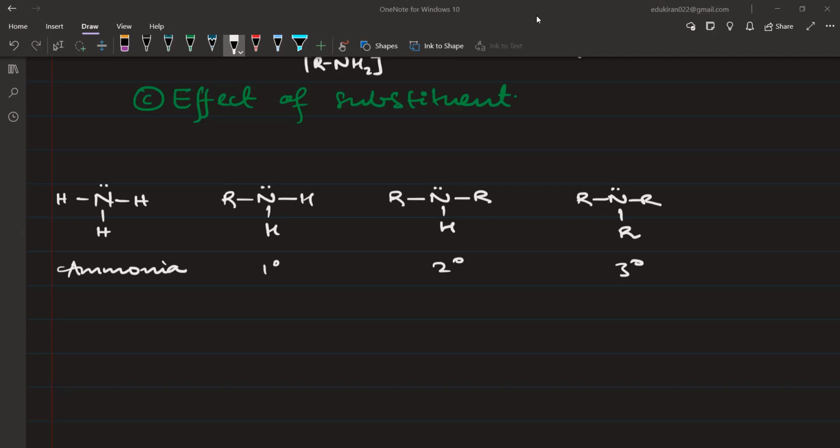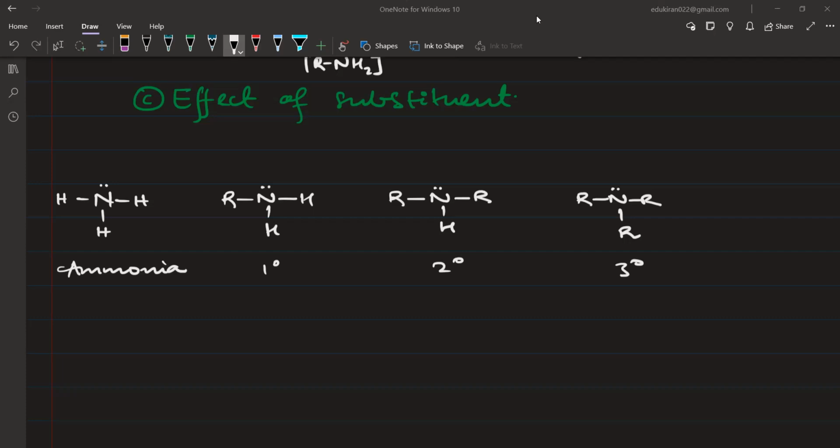Can you please repeat it? If I increase the electron density at nitrogen. Thank you, sir. If I increase the electron density on the nitrogen atom, it becomes easier for nitrogen to donate, right? Nitrogen is donating the electron, and that is why it is basic. If I give it more electrons, it will be easier for the nitrogen to donate. Is that clear? Yes or no? Please tell me, guys. Right?